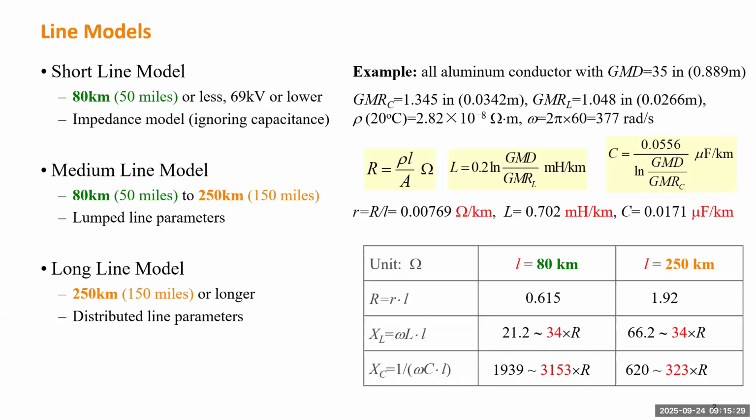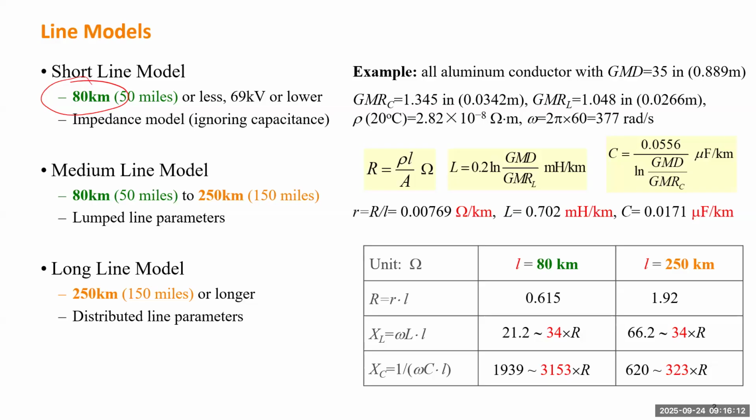Okay. Let's continue on the line models. On Monday, we mentioned there are 3 types of models, which are mainly categorized based on the length of lines. Because the length of the line does matter for how accurately we can utilize a model to study the line. So there are 2 boundary values typically adopted by engineers. For instance, 80 kilometers or 50 miles: shorter lines will be studied as short lines.